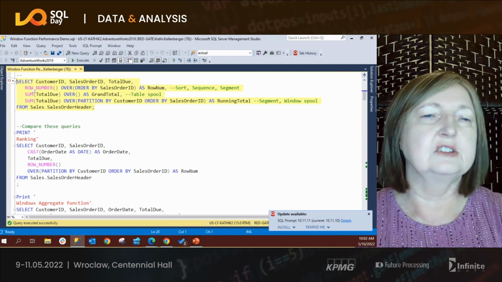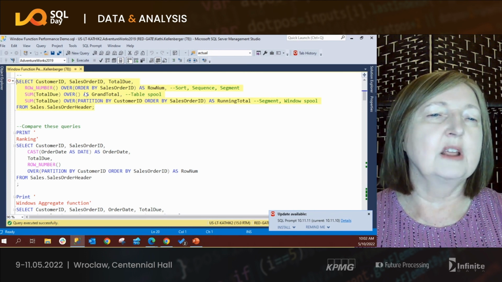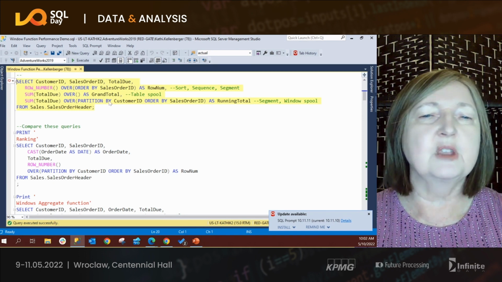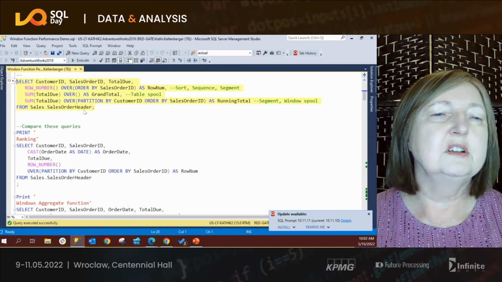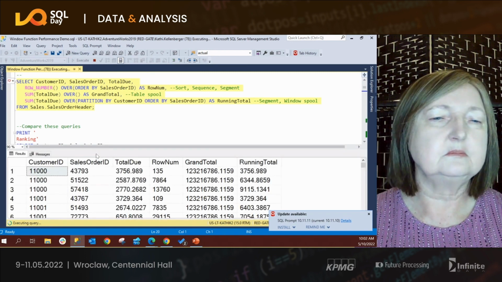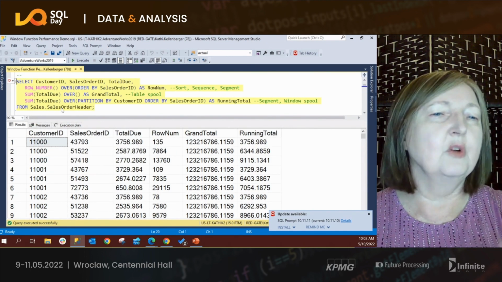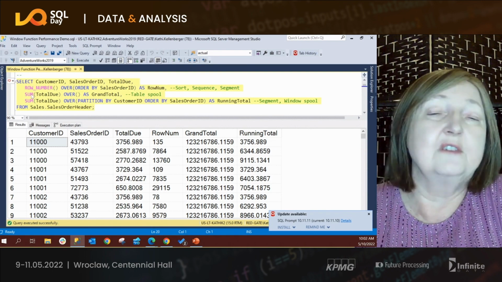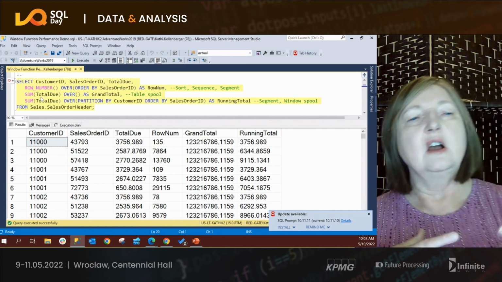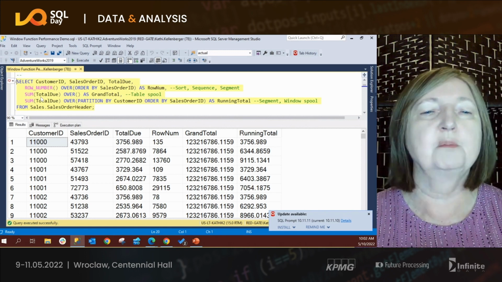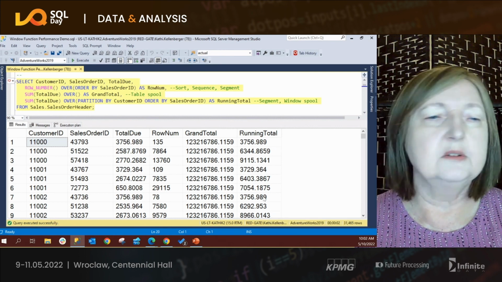Notice that it has several different window functions. I'm using row number. I'm getting a grand total with sum. I'm also getting a running total with sum and an order by in the over clause. You can see that even though I'm using sum, I did not have to have a group by here. So that's one of the advantages of window functions: I don't need a group by when I'm doing aggregation.